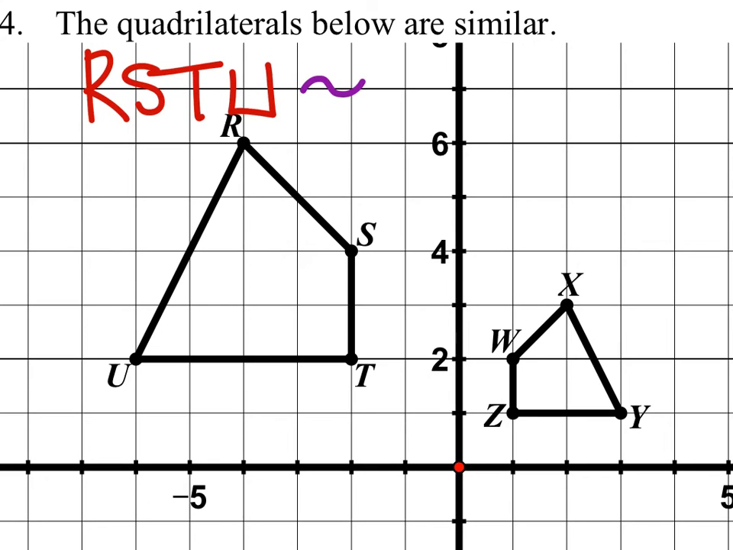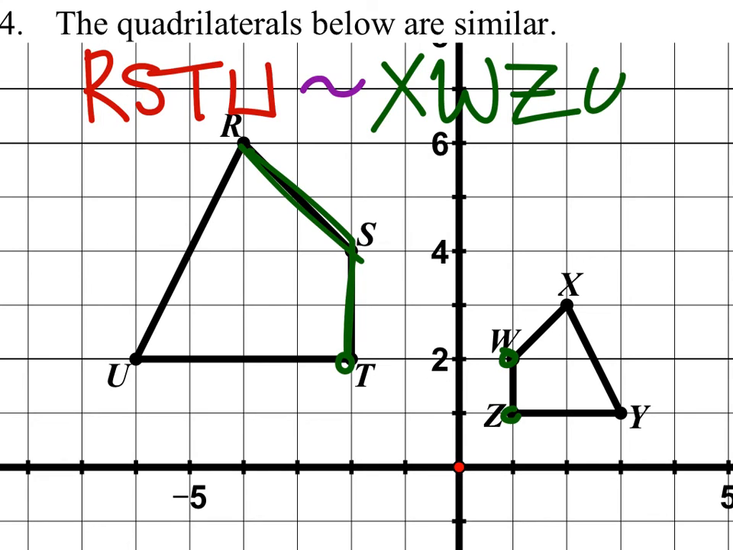So R is at that peak right there, which corresponds with X. Then we went down to S and T, which is this obtuse angle. W is at the same position in the other one. So I got XW. And then the T corresponds with the Z. XWZ. This is our similarity statement.